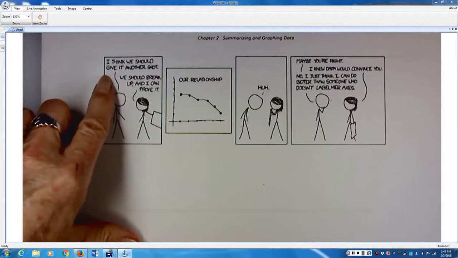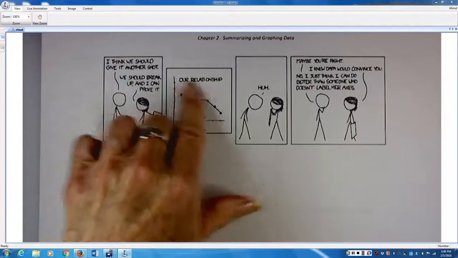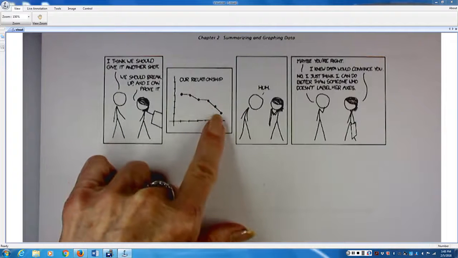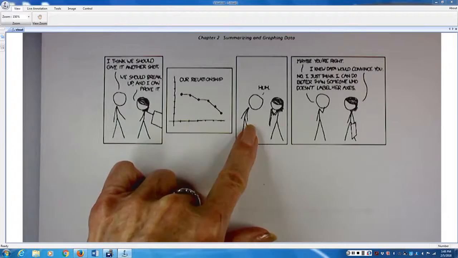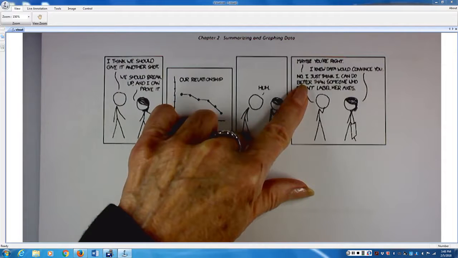I think we should give it another shot. I think we should break up. Okay? And she can show it. She can prove it. Because here's the relationship. According to her, the relationship is doing what? Going downhill. And then he's like, maybe you're right. And she says, I knew my data would convince you.